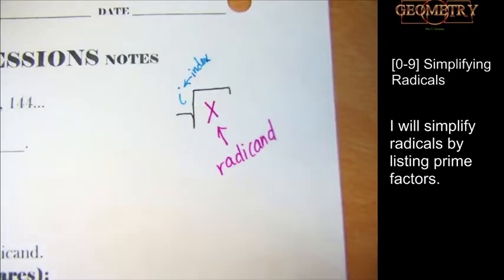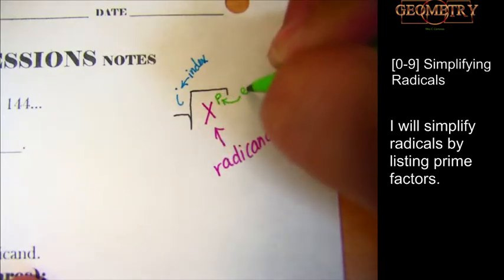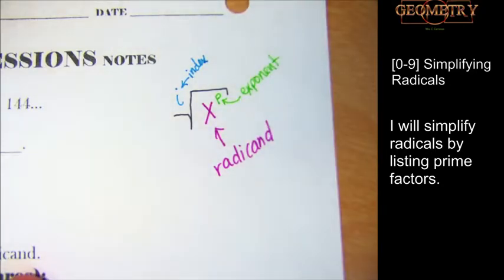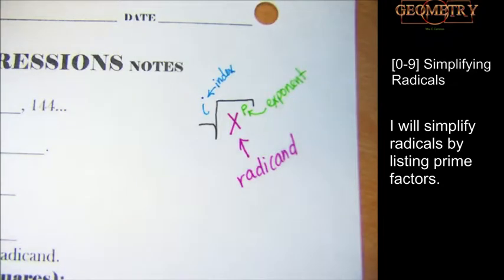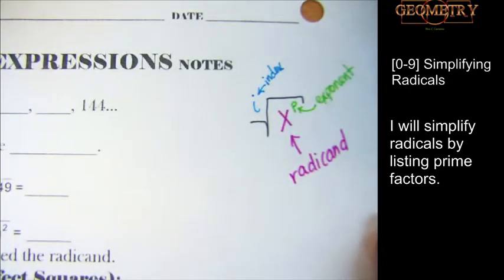The last part that you're going to see is right here, this exponent, which is some sort of power, some sort of number. Okay? The exponent on the radicand. All right, feeling okay about the different parts? Quick math anatomy lesson for you.